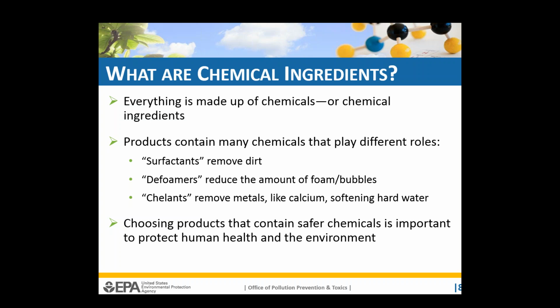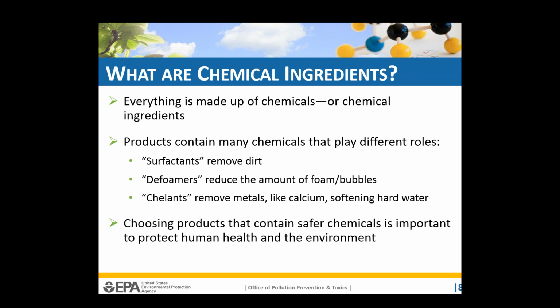One way to think of it is it's kind of like baking bread. You have your flour and your sugar and your water, and you mix them all together and you get bread. Same thing for a product. Products have different chemical ingredients, and you mix them all together and you get your all-purpose cleaner or your detergent. So everything is made up of chemicals. And if you ever see chemical-free, that's a big key that maybe something's not quite right there.